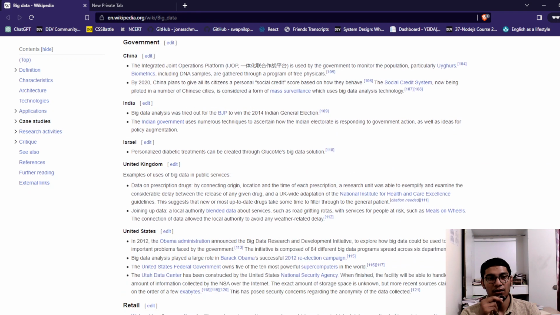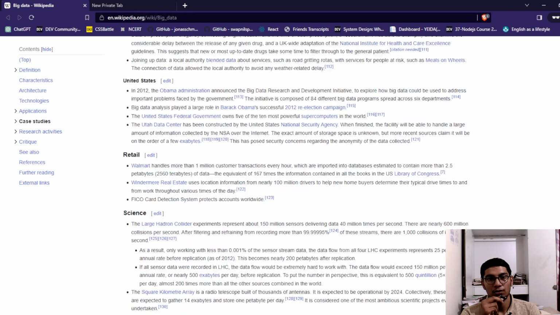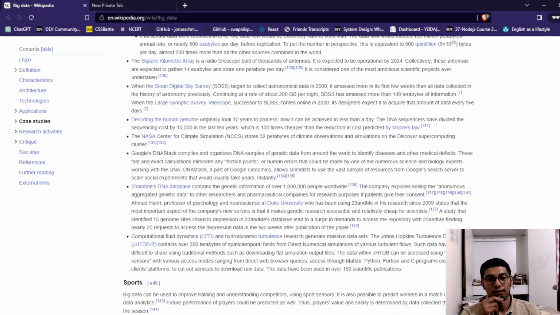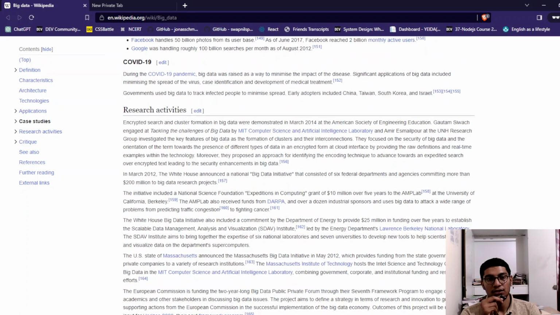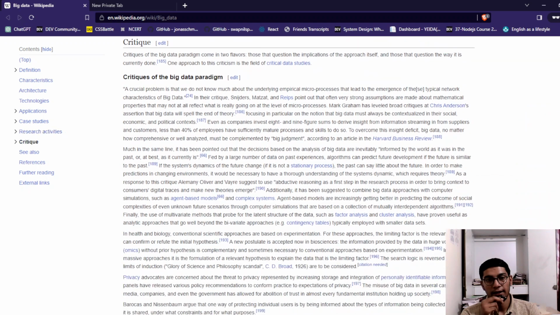Government: in India, big data analysis was tried out for the BJP to win the 2014 Indian general election. It uses numerous techniques to ascertain how the Indian electorate is responding to government action, as well as ideas for policy augmentation. Science, retail, sports, technology, COVID-19, research activities, sampling of big data, critics.